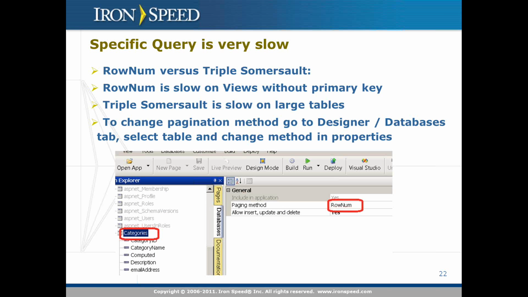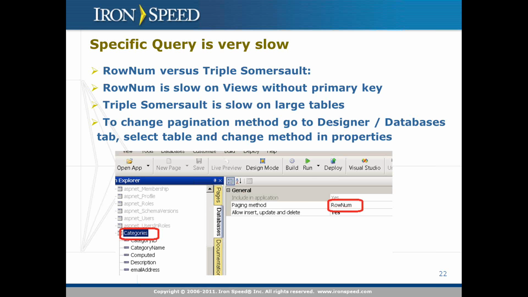ROWNUM is generally almost always faster, except in the situation when you use a view without a primary key. In this case, ROWNUM is actually slower, because the database engine spends a lot of time trying to index this ROWNUM through. Without a primary key, it doesn't usually work properly. So for the views, triple somersault is better. In almost all other situations, ROWNUM is better, especially in large tables.